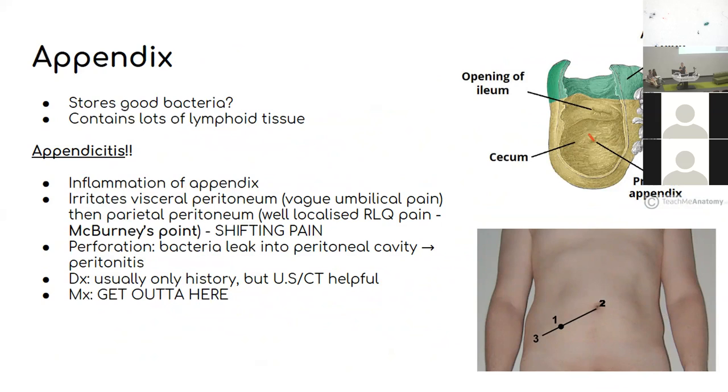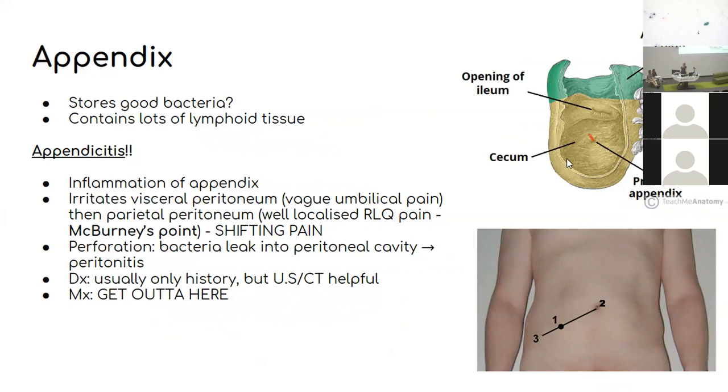And then as it becomes more and more inflamed, it's going to start irritating the parietal peritoneum where it sits. And we know that that's really kind of localised sharp pain. So we're going to have that localised sharp pain at McBurney's point. Have you guys heard about McBurney's? Yeah. Okay. So one third between your ASIS and your umbilicus is McBurney's. Just that concept of shifting pain is really important to know.